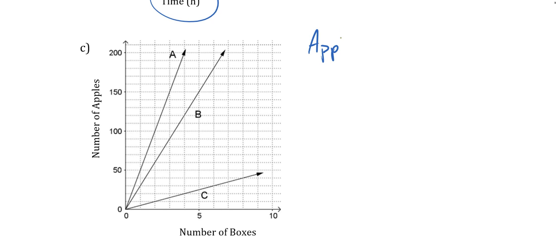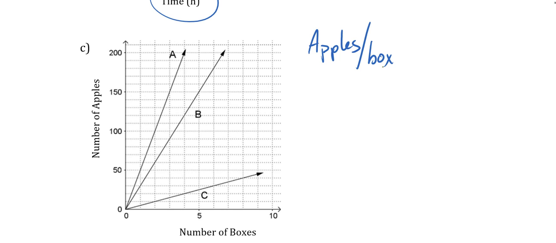So apples per box. Does that make sense as a rate? Maybe if you're a shipping company or you're a grocer, you have big boxes and smaller boxes. You can fit more apples, so you're going to charge more for a bigger box. I don't know. But this makes kind of sense if you think about it, right? Apples per box.